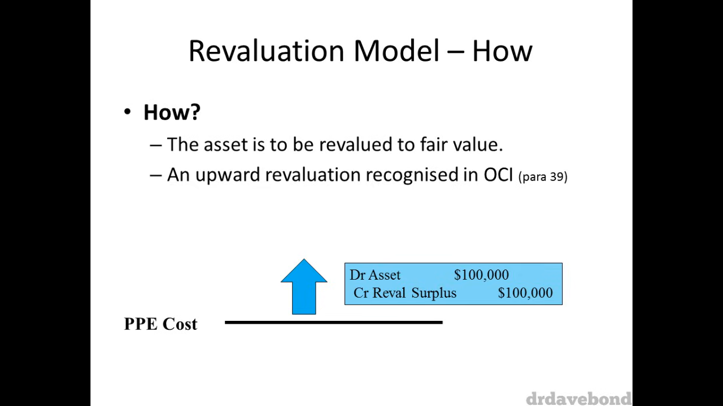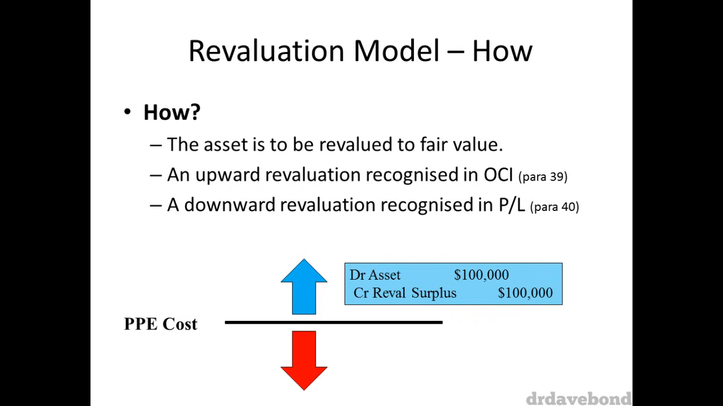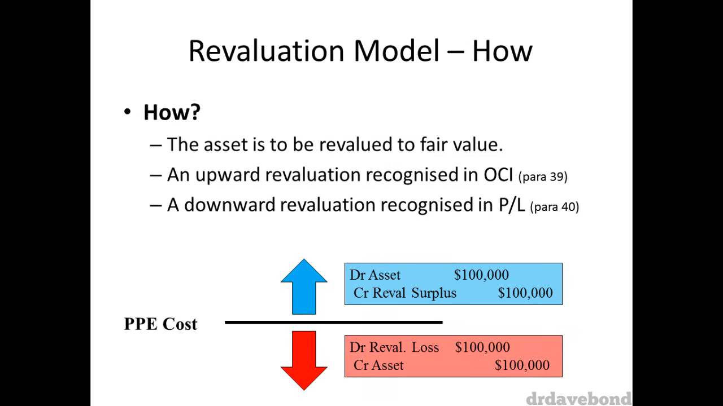If the asset's fair value is less than its current carrying value, it is a downwards revaluation. According to paragraph 40, this decrement, the difference between fair value and carrying value, is recognized in profit and loss. So the entry would be debit revaluation loss, credit asset. Note the asymmetric treatment of upwards and downwards revaluations. Upwards revaluations go to equity, whilst downwards revaluations go to profit. This is another example of conservative accounting embedded in the standards.